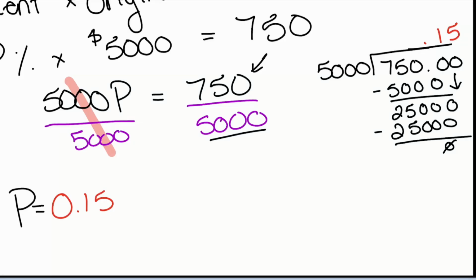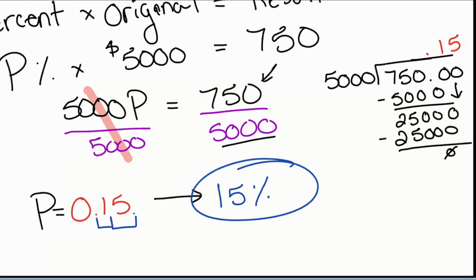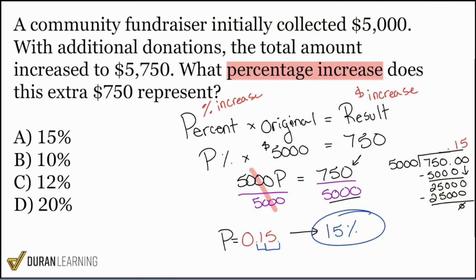So we have 0.15, and to turn that back into a percent, it's going to be twice to the right, making it 15%. That $750 represents a 15% increase in that fundraiser.